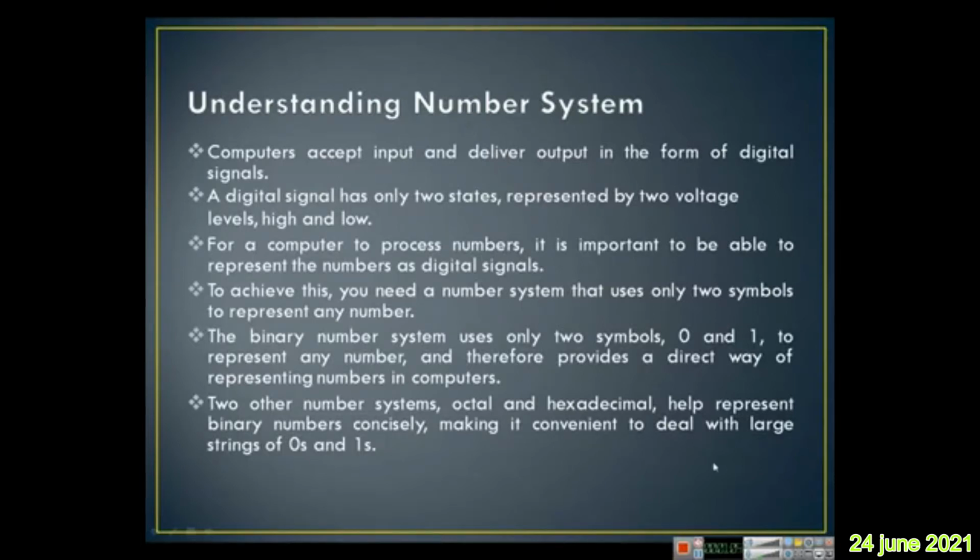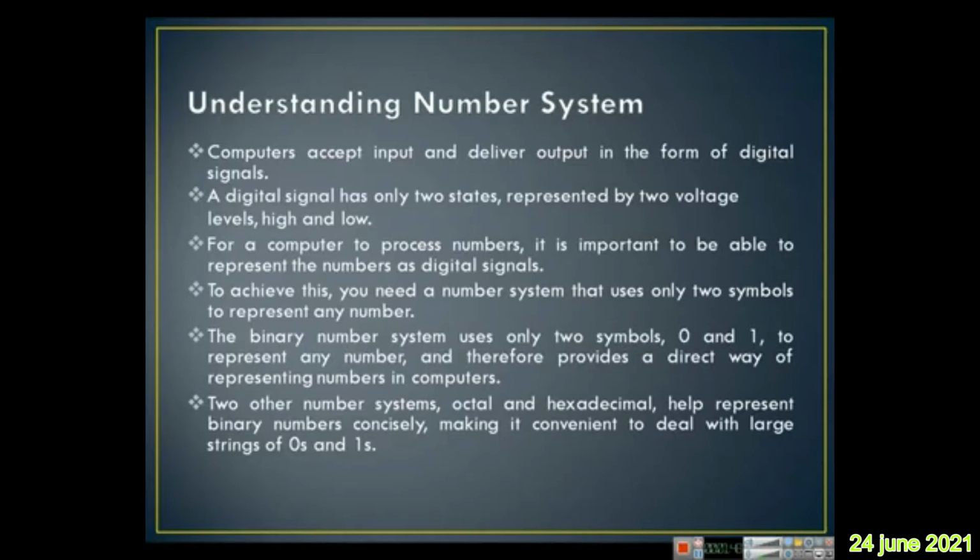Computers accept input and deliver output in the form of digital signals. A digital signal has only two states represented by two voltage levels, either high or low. For a computer to process numbers, it is important to represent the numbers as digital signals only, because it understands only machine format. To achieve this, we need a number system that uses only two symbols to represent any number. The binary number system uses only two symbols, 0 and 1, to represent any number, and therefore provides a direct way of representing numbers in computers.